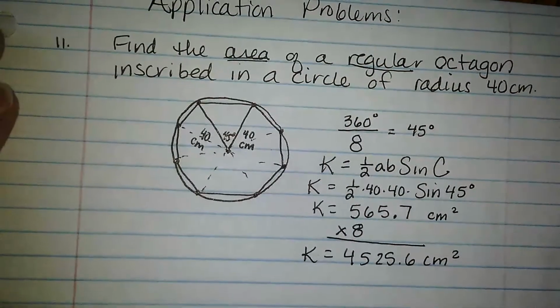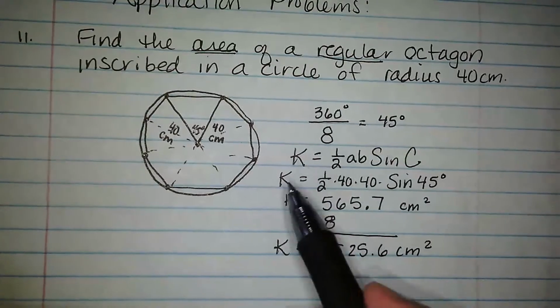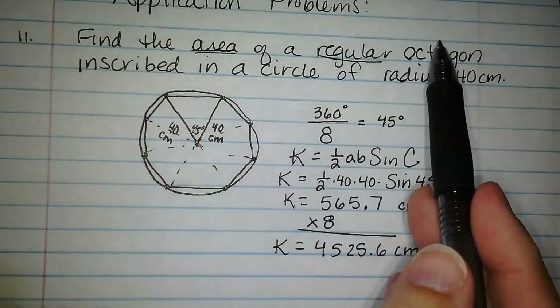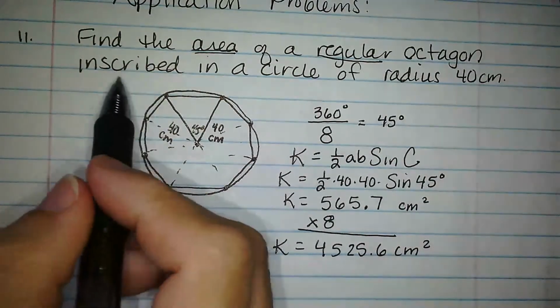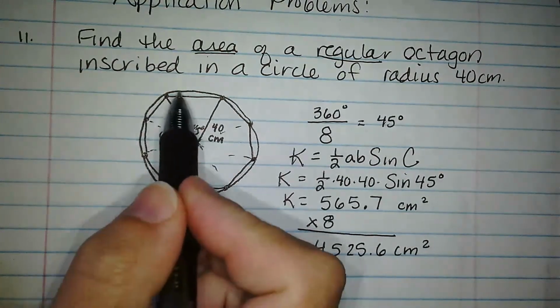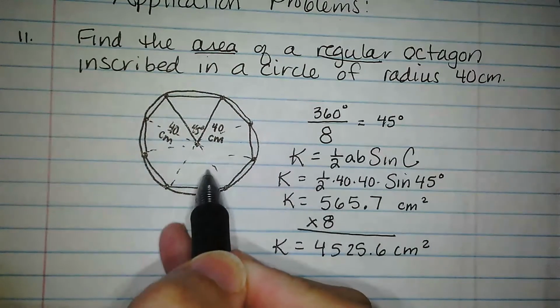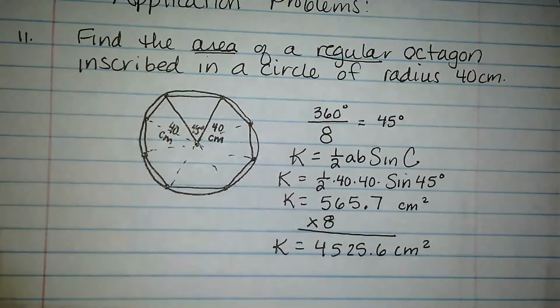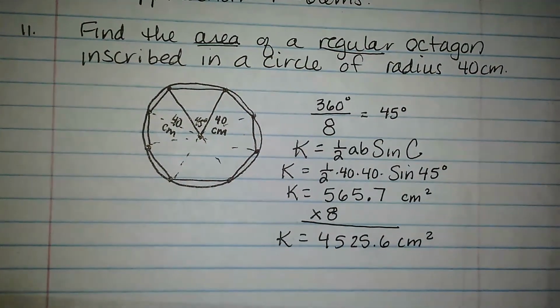So there's the application of when to use this. Now, this said octagon, it didn't say triangle, but we know that regular means equal pieces, so we wanted to partition it and turn it into a slice. And then once we found the area of one slice, we just multiplied by 8 to find the area of the rest.